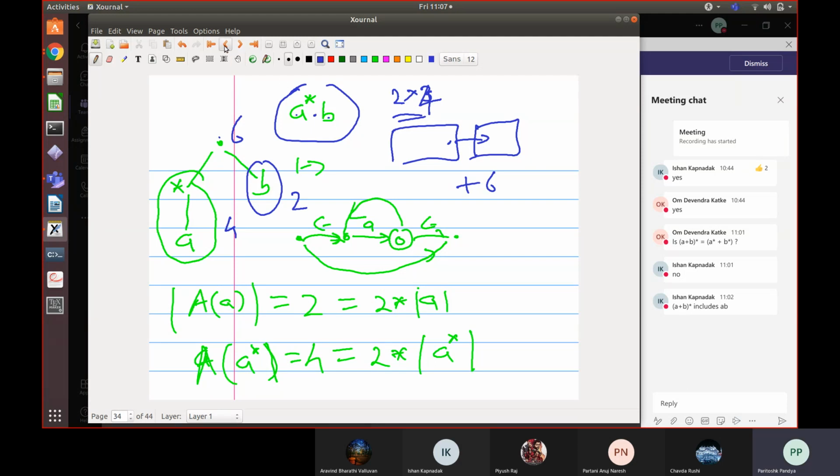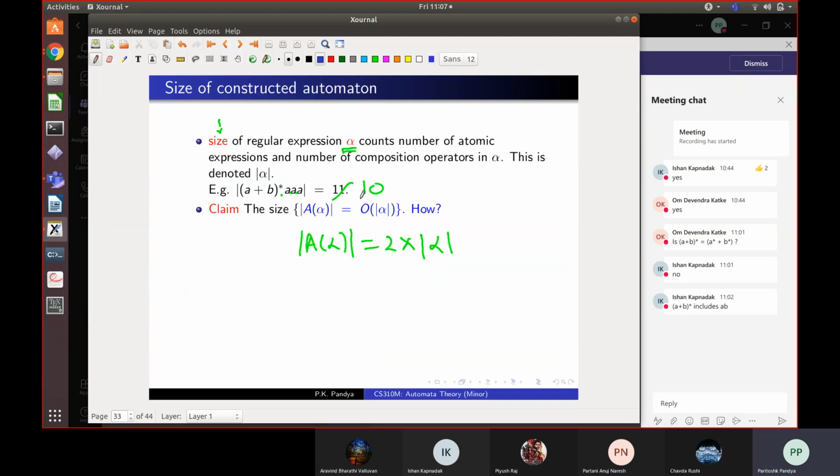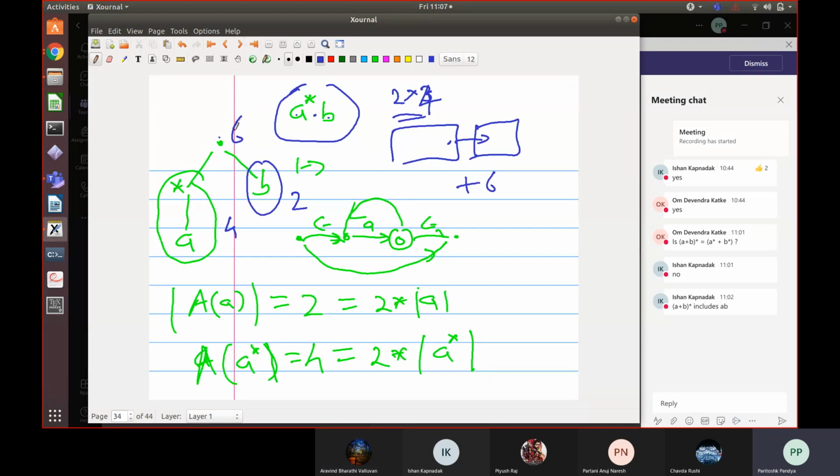So this Big-O notation does not give you the exact number of states. It says that the upper bound on the number of states in the automaton is at most this. Sir, can that be a Big Theta notation? Yeah, but we are not using theta because sometimes the automata can be smaller, as you saw in this example. So it's very difficult to predict what will be the smallest size.